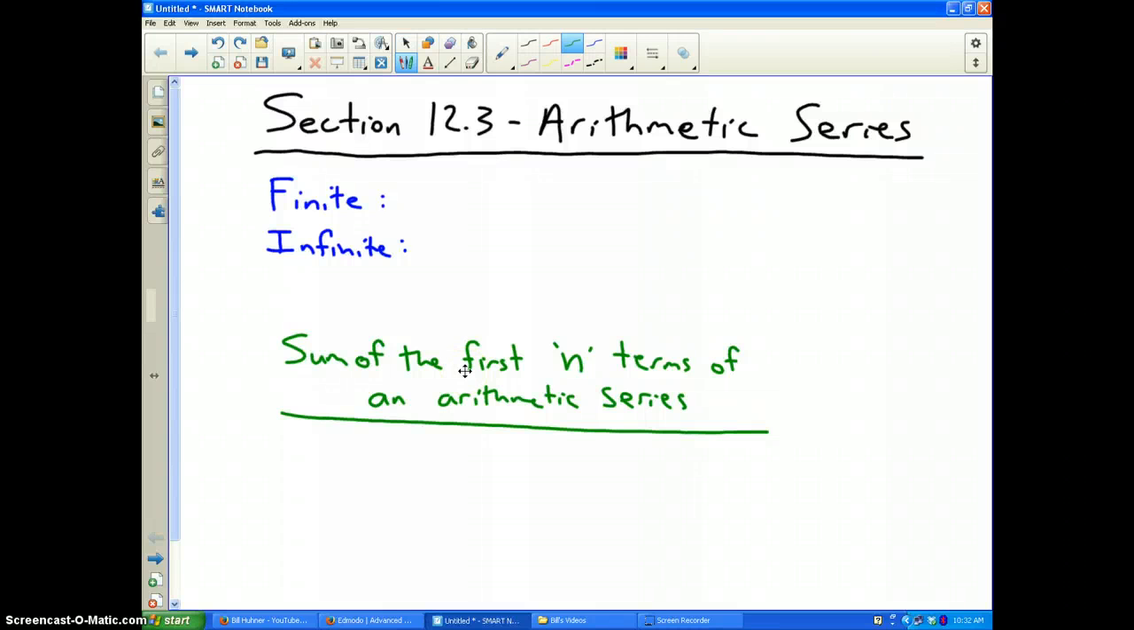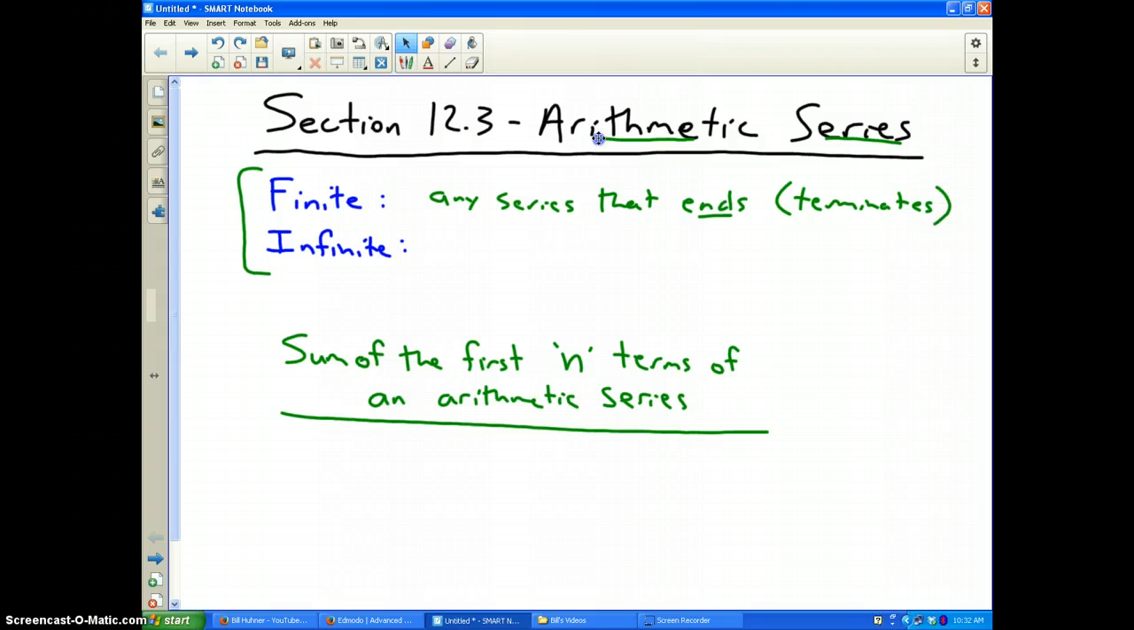All right, section 12.3 is very short. It's on arithmetic series. And we all know what arithmetic means. It means the numbers change consistently. But we're going to talk about two words, finite and infinite, because they go along with the word series. A finite series is any series that ends, or if you want to use the word, terminates.